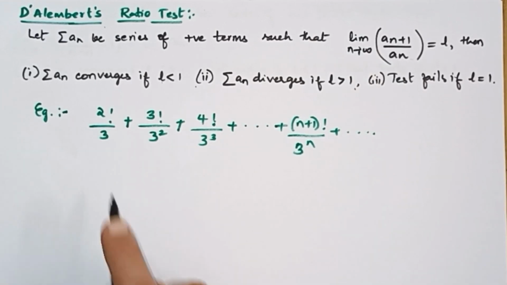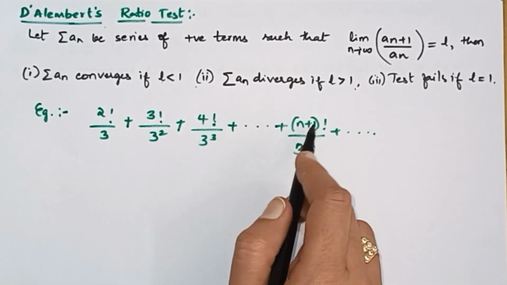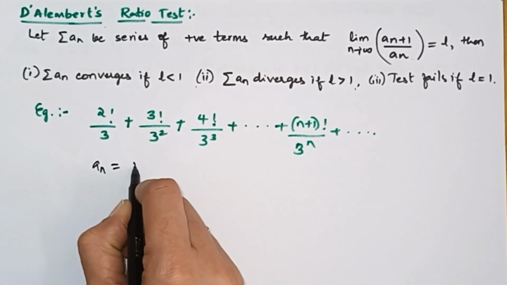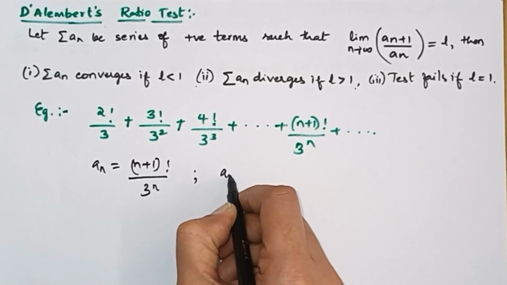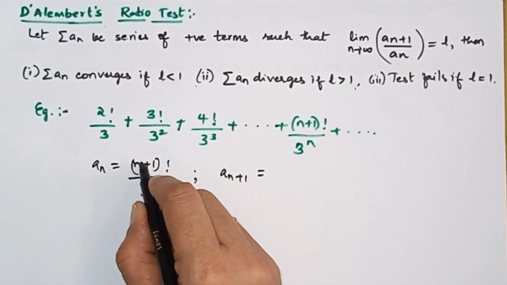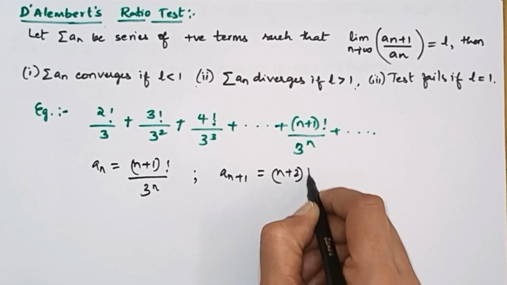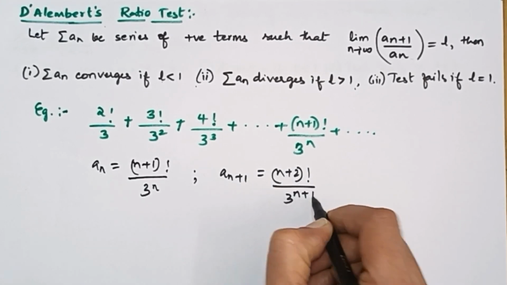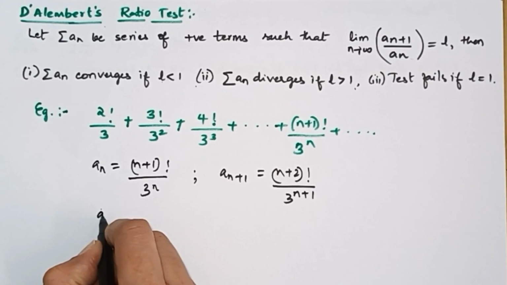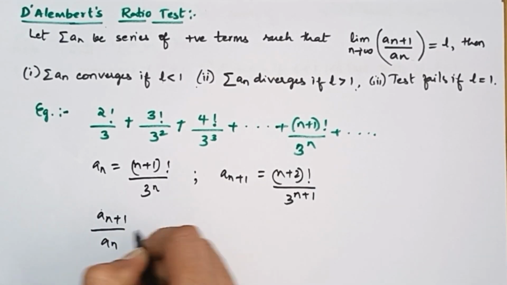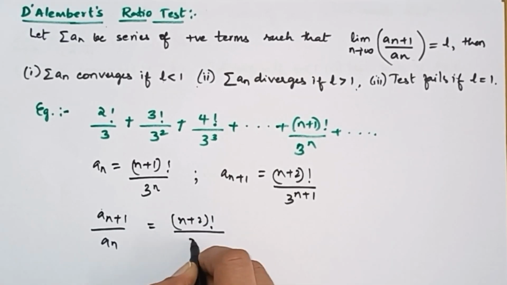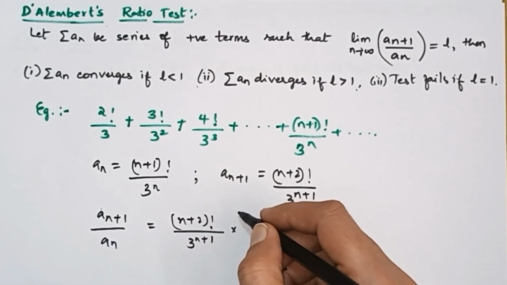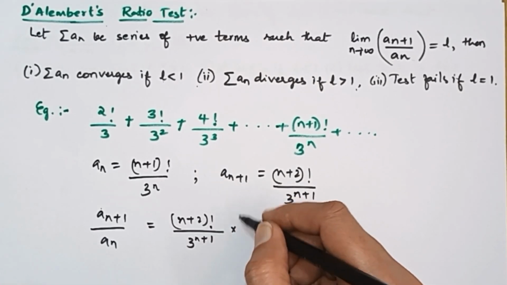Therefore, whenever you are applying D'Alembert's ratio test, always you have to find this ratio first, then apply the limit. See, for example, here this is the given series. an is directly given. an equal to (n plus 1) factorial divided by 3 to the power n. Therefore, let us find out an plus 1. Replace n by n plus 1. So, (n plus 2) factorial divided by 3 to the power n plus 1. Now let us find out the ratio an plus 1 by an, which is equal to (n plus 2) factorial divided by 3 to the power n plus 1 into, because divided by value, taking the reciprocal when it goes to the numerator.